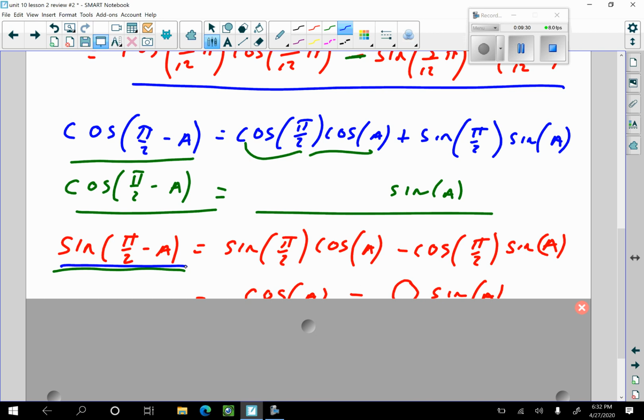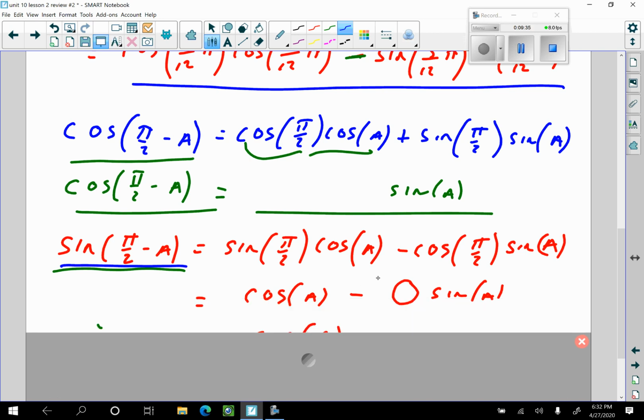And guess what this is? Sine of pi over 2 is 1. So that's going to be cosine of a. And this guy right here again becomes a great big giant 0. And 0 times sine of a is 0. So guess what? Here's another identity, ladies and gentlemen. The sine of pi over 2 minus a is equal to the cosine of a.